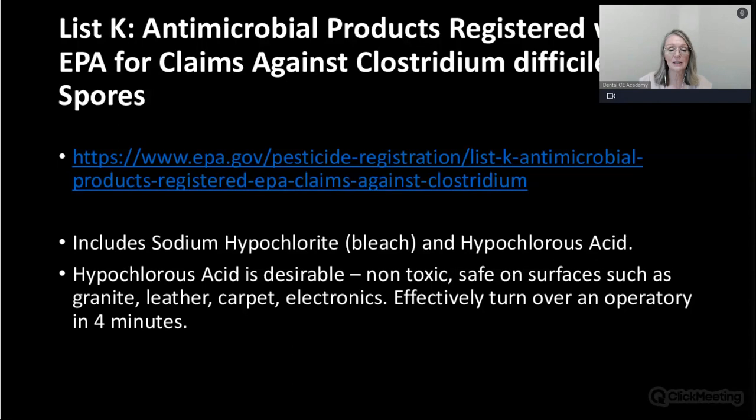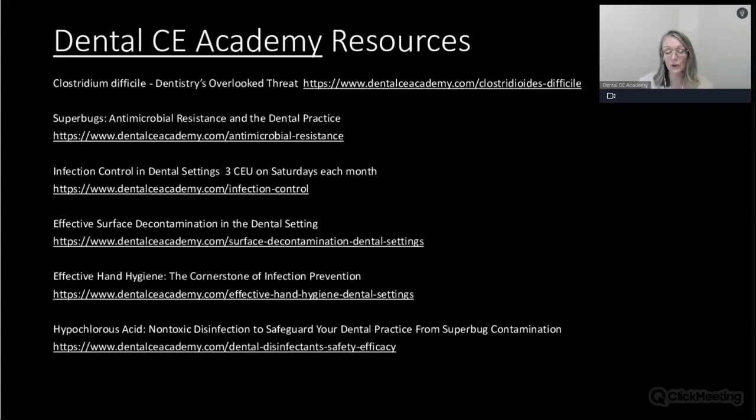The advantage here again is that this is non-toxic. The odor is mild, it smells clean. It's not irritating. It's safe on your surfaces and, at the end of the day, less expensive than the wipes that you're using. You can turn over an operatory in 4 minutes and you're going to kill everything.